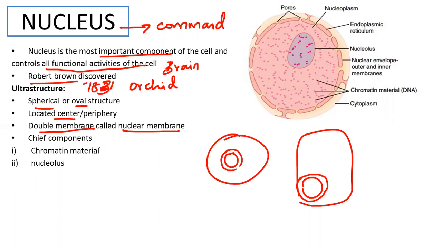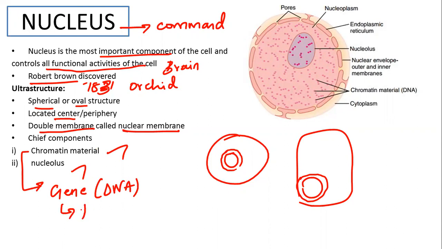When we talk about the chief components of the nucleus, chromatin material is one of the members, and another one is the nucleolus. Then you can ask me what is chromatin. Chromatin is a form of intertwined mass. To make it very simple, chromatin material is nothing but gene, or you can say DNA. That will be coiled, and it looks like a thread-like structure.